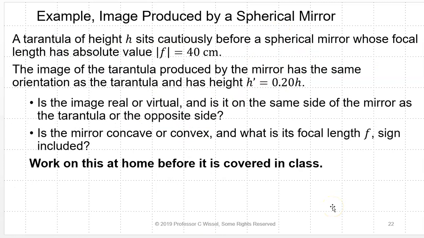Okay, as an example, a tarantula of height h sits cautiously before a spherical mirror whose focal length has an absolute value of 40 centimeters. The image of this tarantula produced by the mirror has the same orientation as the tarantula, has a height h prime of 0.20h, so it's about 1/5 the height of the object. Is the image real or virtual? Is it on the same side of the mirror as the tarantula or the opposite side? Is the mirror concave or convex, and what is its focal length, sign included?